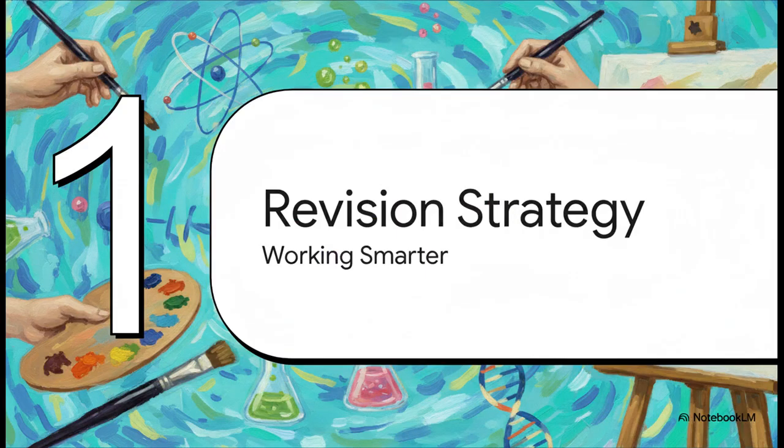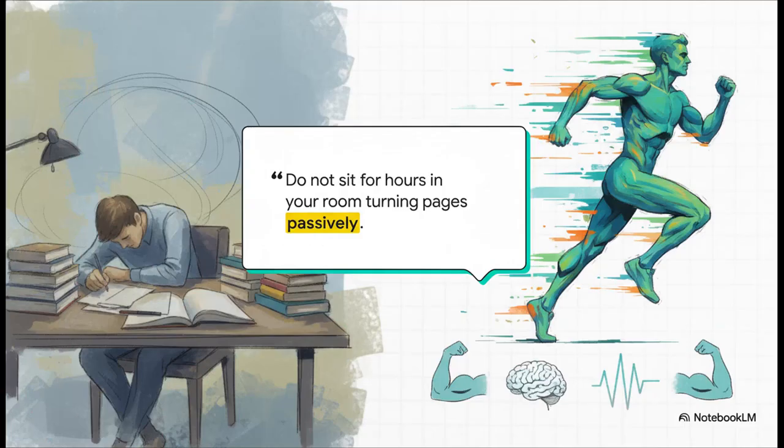All right, Section 1, the ultimate revision strategy, working smarter, not just harder. I really want to kick things off with this incredibly important rule straight from your preparation guide. Do not sit for hours in your room turning pages passively. Honestly, just rereading your notes or staring blankly at a revision guide is kind of like trying to get fit by watching someone else run on a treadmill. It might feel like you're doing something, but your brain isn't actually building any muscle. We absolutely have to activate your memory.